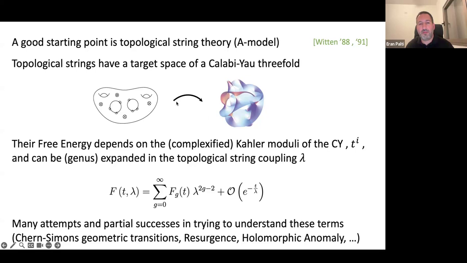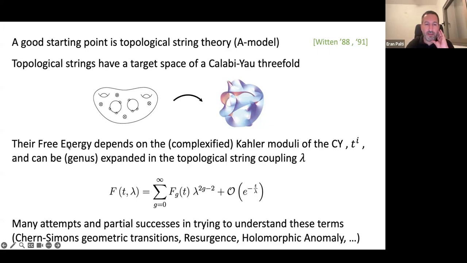And the free energy, by the way, this is really the full target space, just a Calabi-Yau threefold. There's no additional extra dimensions. And because they're topological, they depend on the target space in a very simple way. So for example, the free energy of topological string just depends on the Kähler moduli of the Calabi-Yau. We'll call these t_i. So they give you the sizes of 2-cycles in the Calabi-Yau.